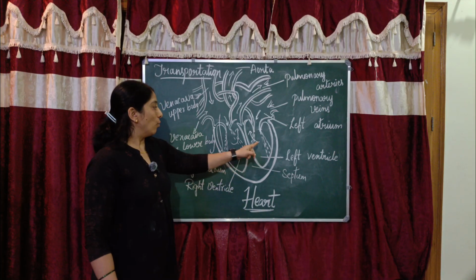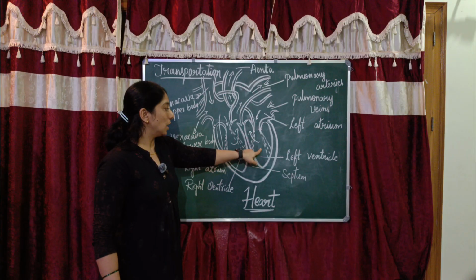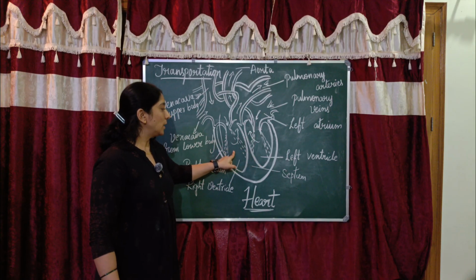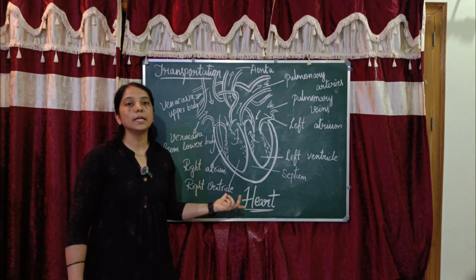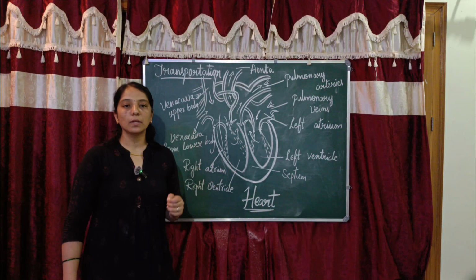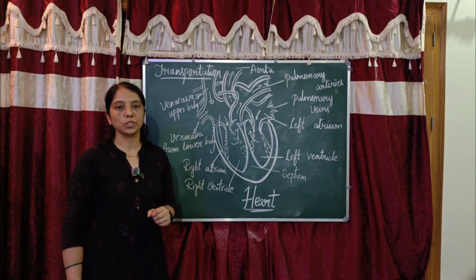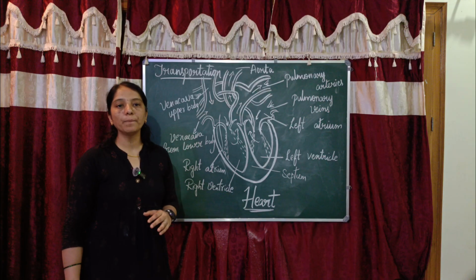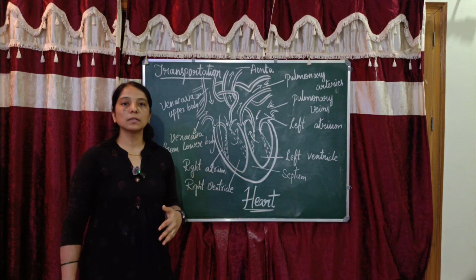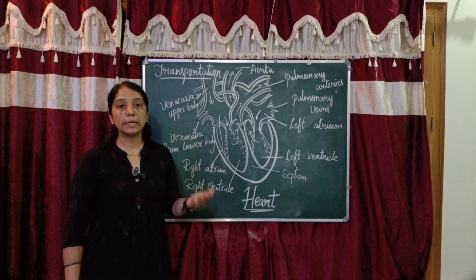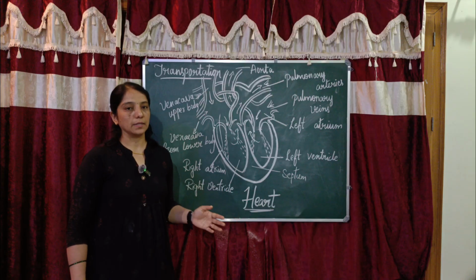See here, once oxygenated blood enters into the heart and deoxygenated blood also enters into the heart, that means blood enters twice into the heart in each cycle. So this process we call double circulation. This is very important. Either they may ask for the diagram, otherwise they ask what is double circulation, justify or explain like this.